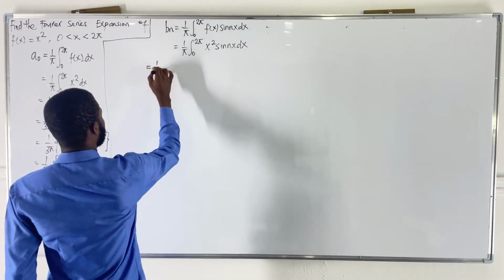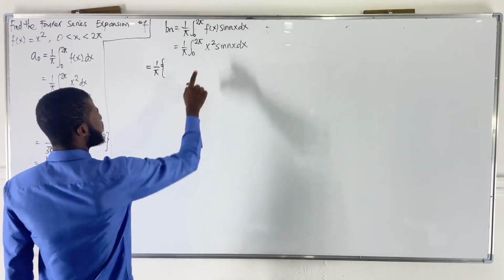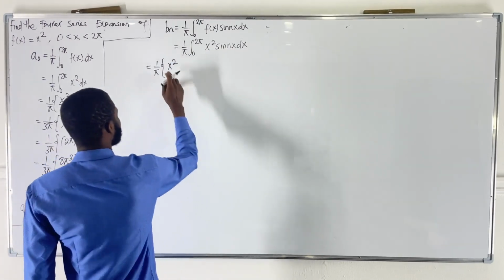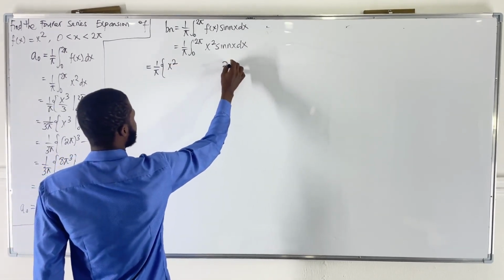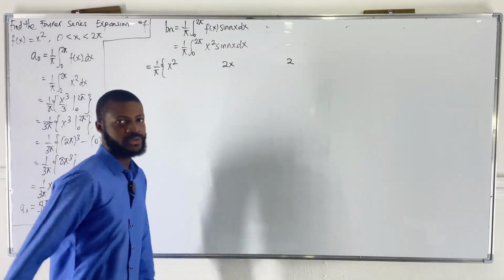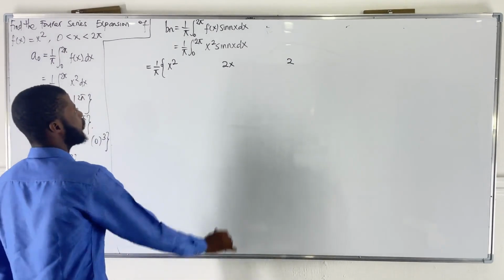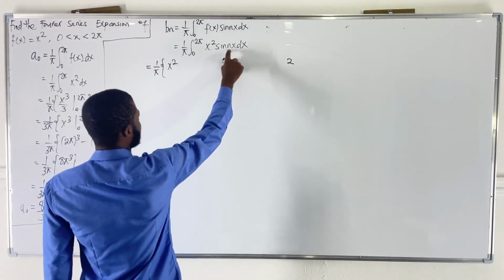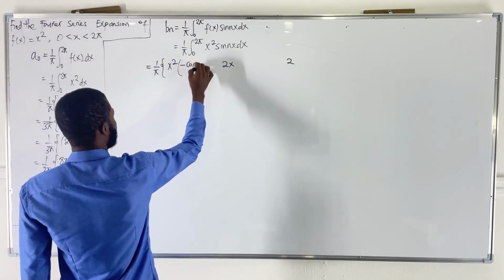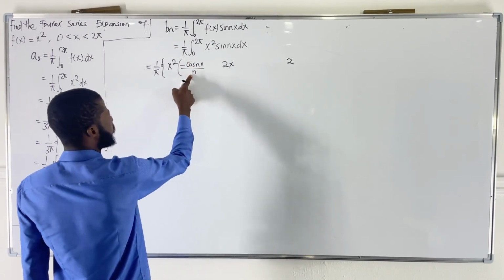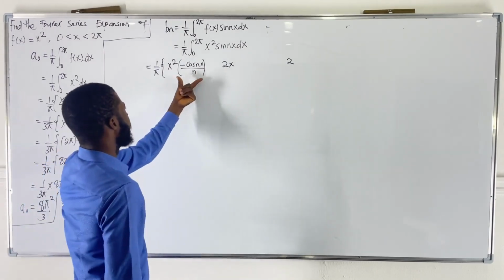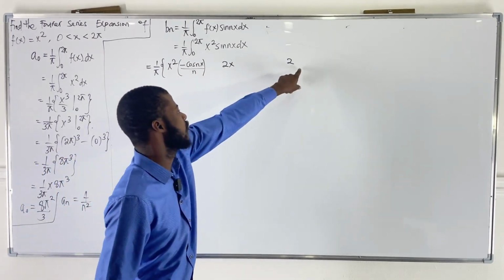So this is 1 over pi, then open up a bracket. This x squared, you're going to write x squared. Now differentiate x squared until you get 0. When you differentiate x squared, you will get 2x. Differentiate 2x, you will get 2. Differentiate 2, you will get 0. So you don't want to write that. Now the next thing you want to do is integrate sine nx. When you integrate sine nx, you get minus cos nx over n, because you must always divide by the derivative of nx. It's a must.